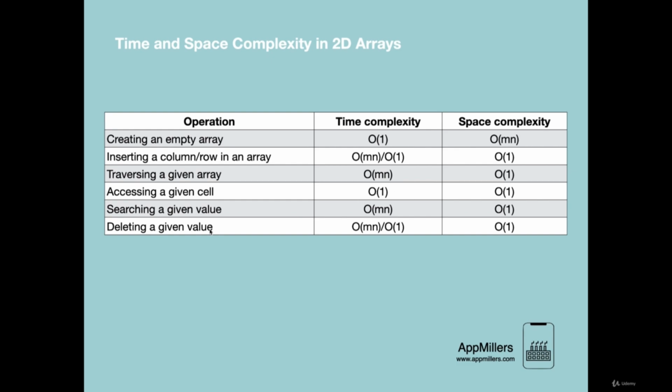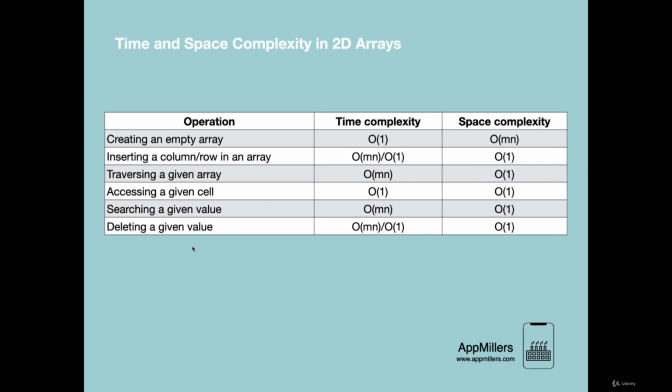Then searching a given value. If we are using linear search, then the time complexity will be O(MN), because here, one more time, we are checking each and every element of the array to see if this is the value we are looking for or not. And space complexity is constant because we don't need any extra space to perform this operation.